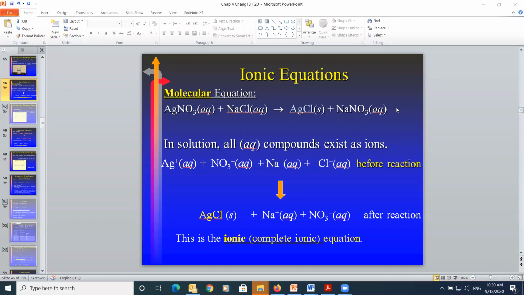Okay, this is the third part of chapter 4. Let's continue looking at the precipitation reaction. We introduced two kinds of equation. One is called the molecular equation. Another one is named the ionic equation. Here is another example.